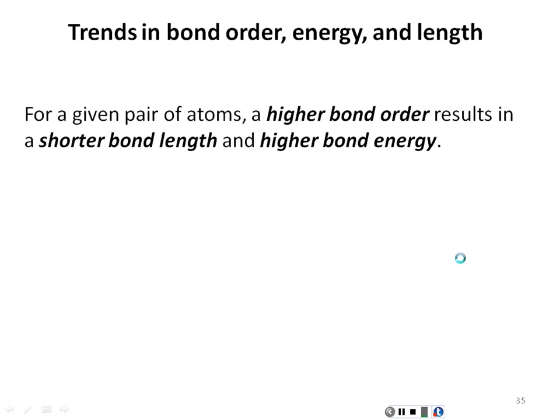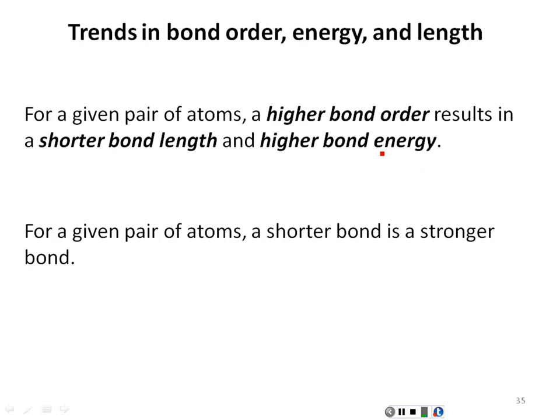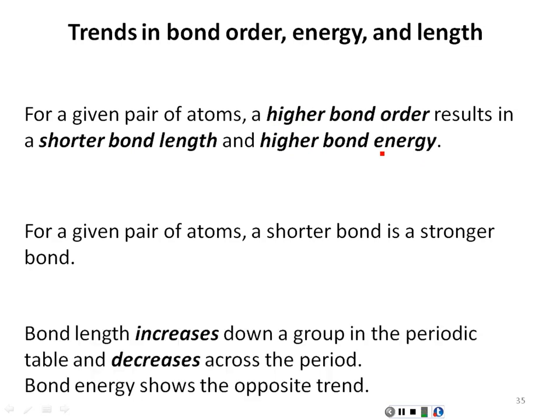So let's look at some trends with bond order, energy, and length. For a given pair of atoms, a higher bond order results in a shorter bond length and a higher bond energy. So bond order and bond energy follow the same trend. Bond length is the opposite. For a given pair of atoms, a shorter bond is a stronger bond.